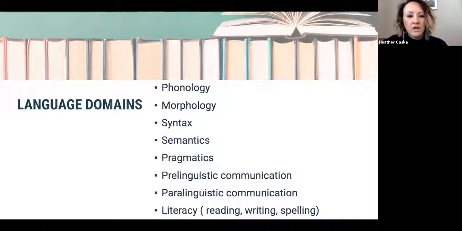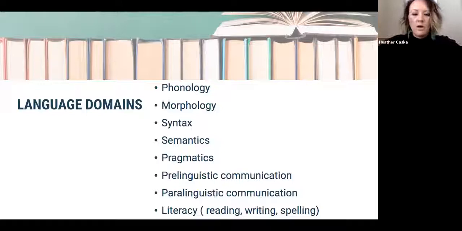And here, this is going to be really important to think about later in the presentation. When we talk about all those service delivery areas, language is that area, and SLPs are the language experts. But there's a lot that is incorporated within language. We can talk about spoken and written language, expressive and receptive language, and all of these different domains of language: phonology, morphology, syntax, semantics, pragmatics, the way we use language, and those pre-linguistic skills. Before children learn to talk, they start to develop joint attention, turn-taking, and gestures, and then those paralinguistic skills, which are nonverbal skills like body language and facial expressions. And then of course literacy, which is why we're all here today. So language is very broad, and these are the areas that we work on.